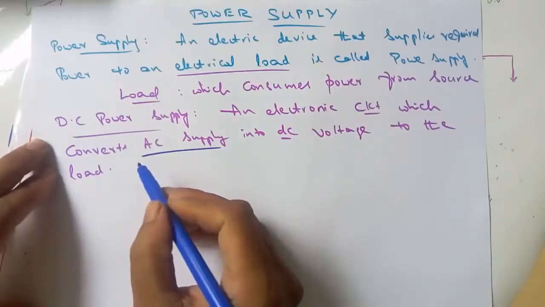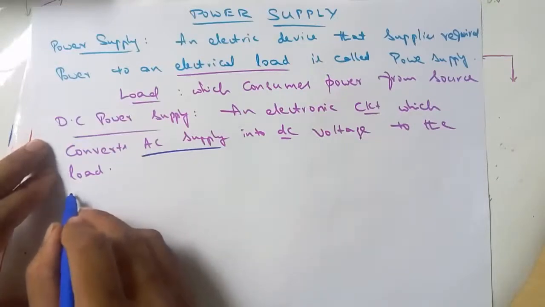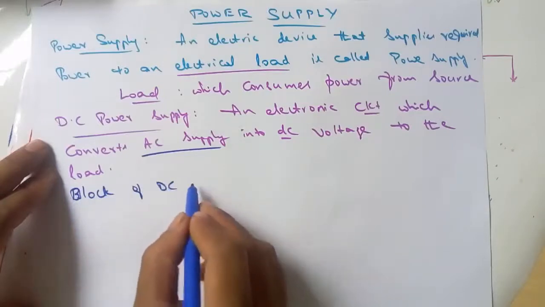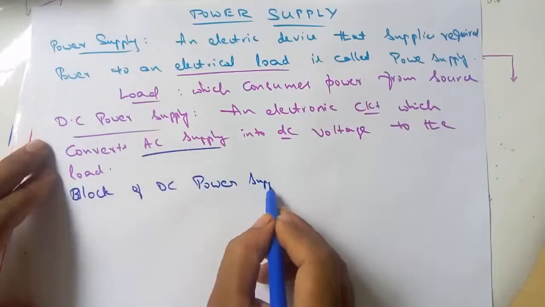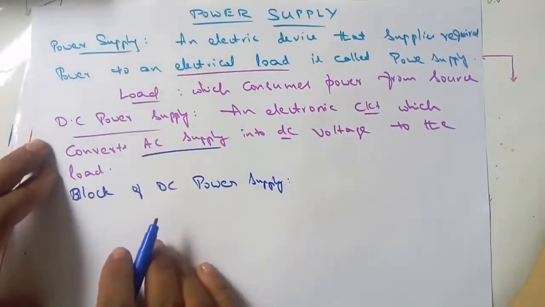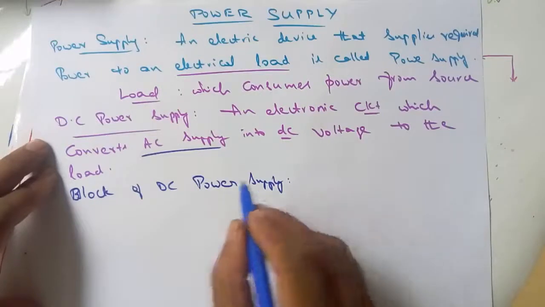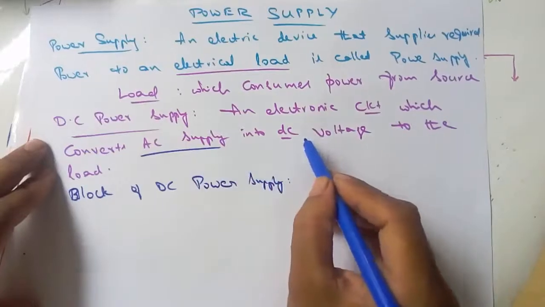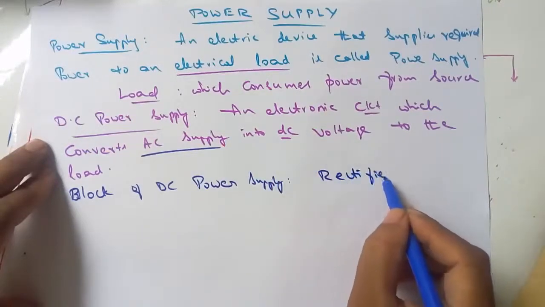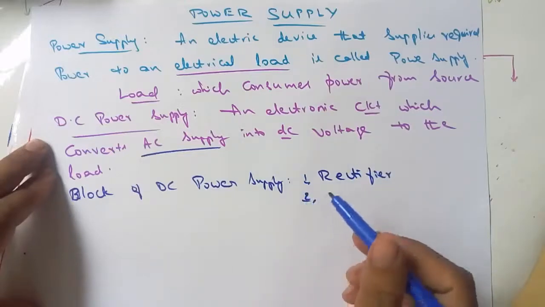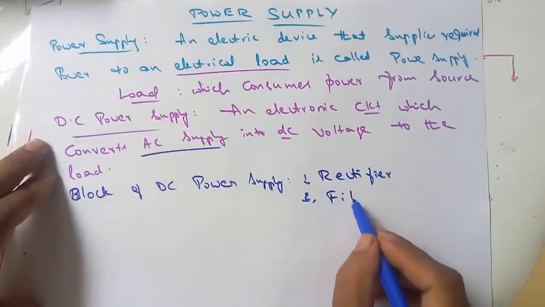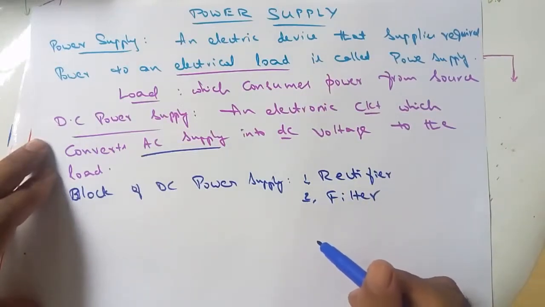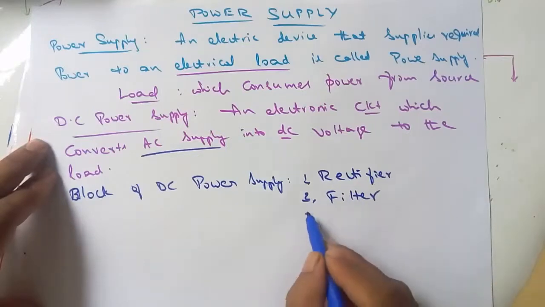Okay, so the DC power supply, what are the blocks it involves? The blocks of DC power supply: first of all, DC conversion, that means AC is converted into DC by means of a rectifier. The second one after the rectifier is the filter. Filter means which removes unwanted AC pulsating components.